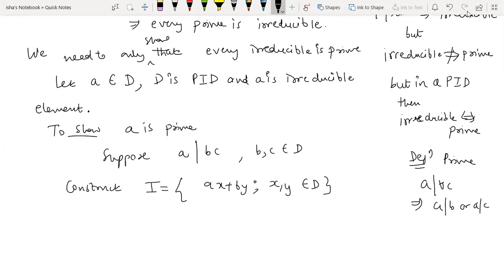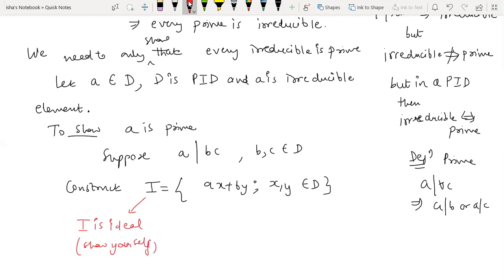So basically what I have done is I have taken the elements A and B and taken their linear combinations. So this set which I have constructed is going to be I. It is very easy to prove that this set is going to be an ideal, right? I is an ideal. This part you can show yourself.